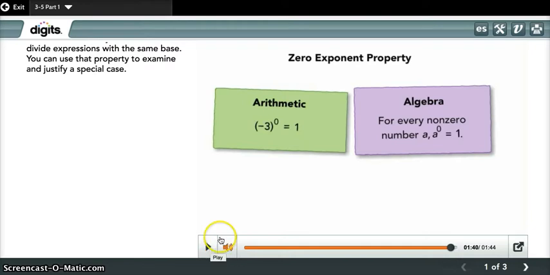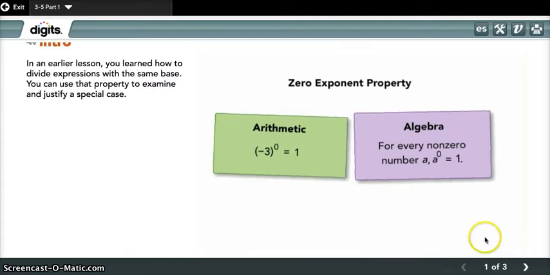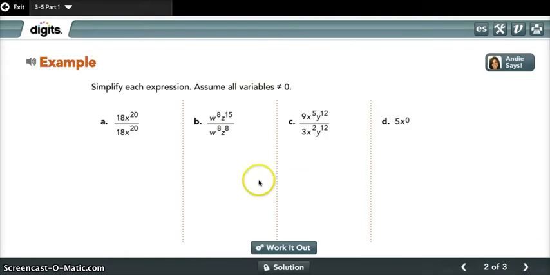Any number that is raised to the 0 power, whether it's negative, whether it's positive, whether it is a fraction, whether it is a decimal, any number raised to the power of 0 is always, always, always going to be 1. All right, so that's what we're working on today. So let's take a look.